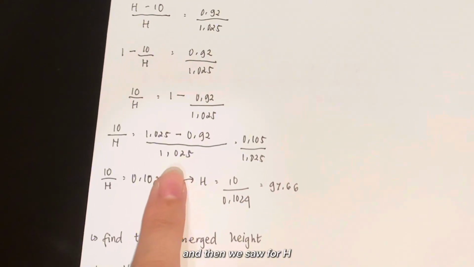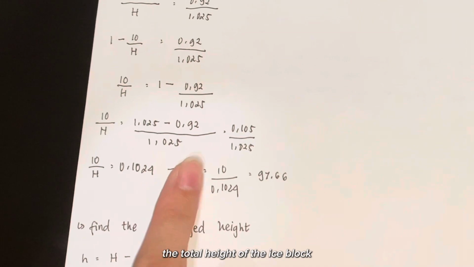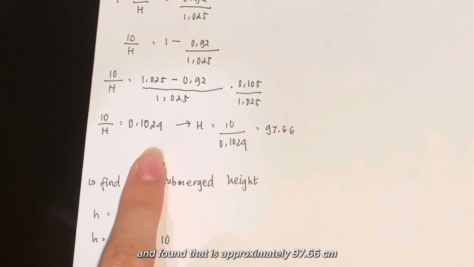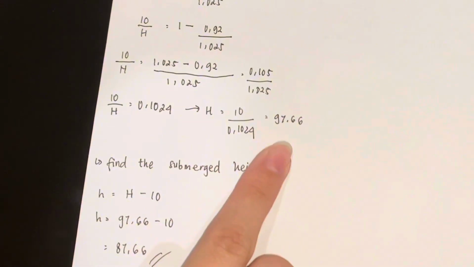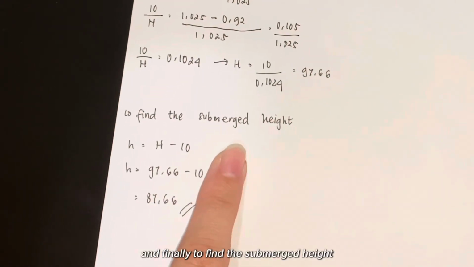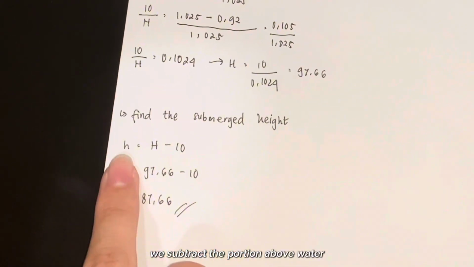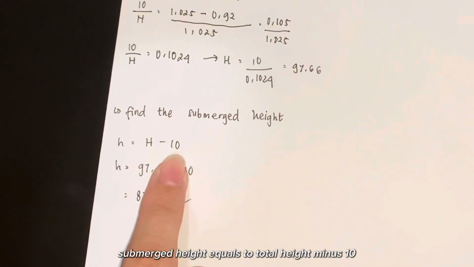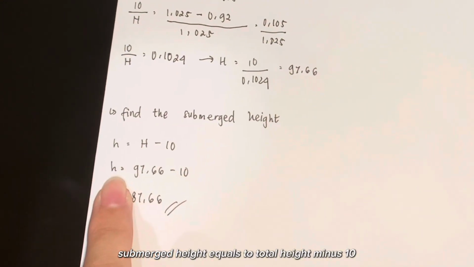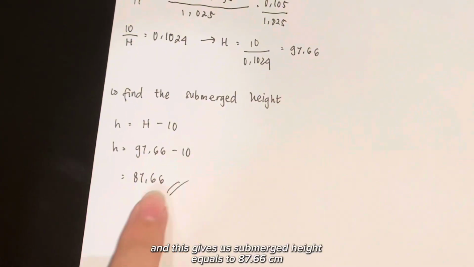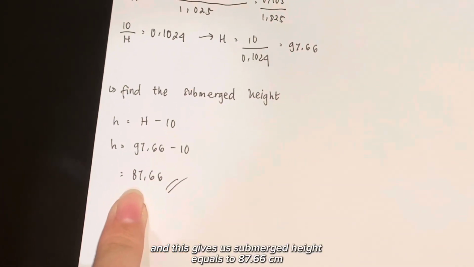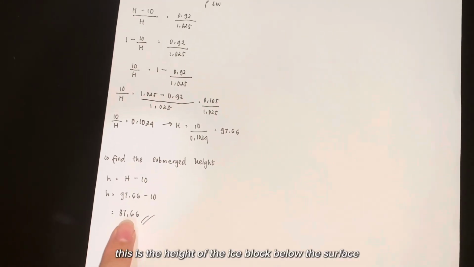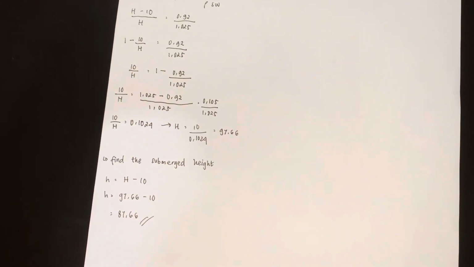And then we solve for h, the total height of the ice block, and find that it is approximately 97.66 centimeters. And finally, to find the submerged height, we subtract the portion above water, so submerged height equals total height minus 10. This gives us a submerged height of 87.66 centimeters. This is the height of the ice block below the surface.